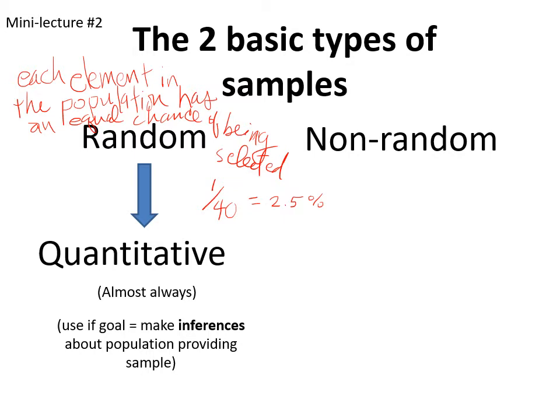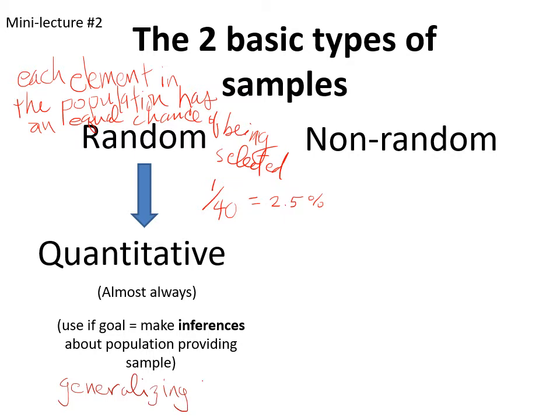So down here, the goal is generalizing. So we want to be able to say that what we see in the sample is probably what we would also see in the population. So the goal is generalizing, right?